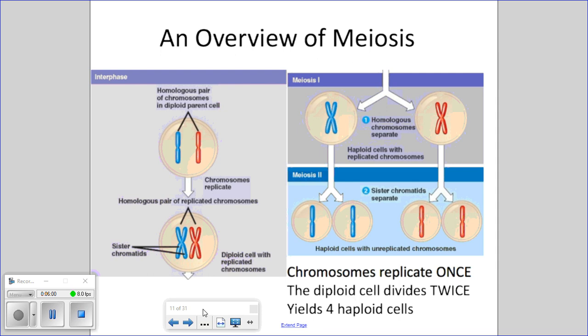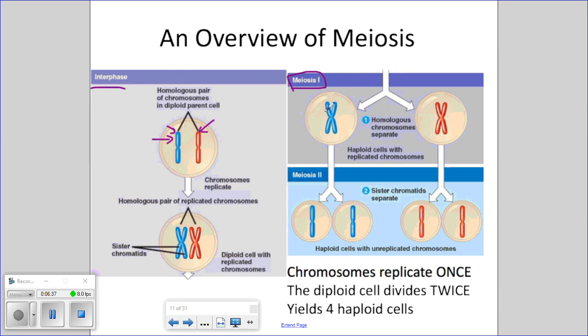So here is a big overview of meiosis. We'll start in general with interphase, and we start with our unreplicated chromosomes. Note there is one chromosome here and a homologous chromosome with it. This blue chromosome and the red chromosome indicate that they're homologous in this case. They get replicated to produce these sister chromatids, and from here the cell will enter into meiosis 1.